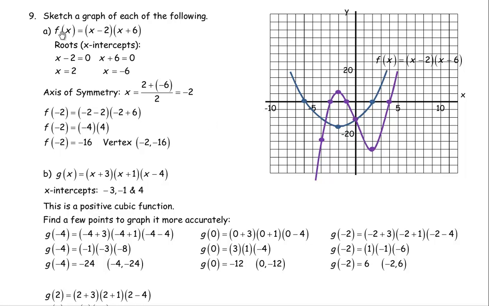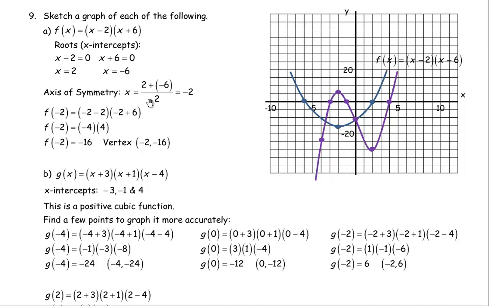In A here, we're asked to sketch the graph of f of x is equal to x minus 2 times x plus 6. So it's in a factored form. If we set each of these to 0, we can find out what the x-intercepts are. And so setting x minus 2 to 0, bring the 2 over, and you get x equals 2. So 2 is a root, or x-intercept. If we set x plus 6 to 0 and bring the 6 over, we get negative 6. So negative 6 is another root, or x-intercept to the graph. So that's that point and the 2 here.